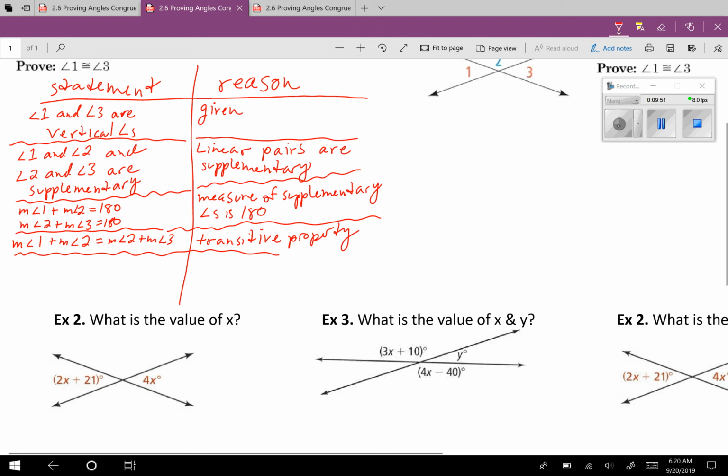And now we see we have angle 1 and angle 3 here in one equation. We want to get rid of this angle 2. So what are we going to do? We're going to subtract the measure of angle 2 from both sides. So we can say the measure of angle 1 is equal to the measure of angle 3 by the subtraction property.